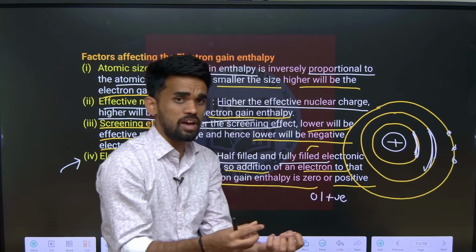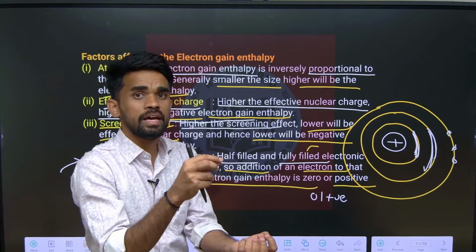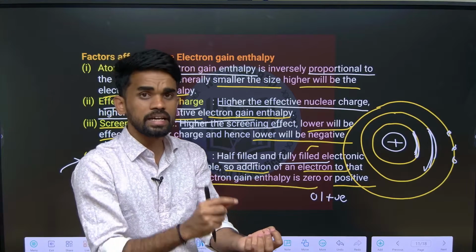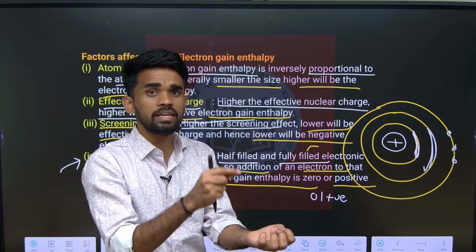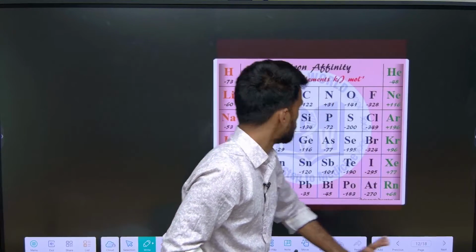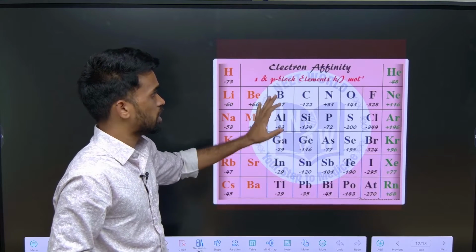If a species has more tendency to gain an electron, the electron gain enthalpy will be negative only. If it is positive or 0, what is it indicating? It has less tendency to gain the electron. So this should be clear. You should not be confused. Okay, so these are the electron affinity values we have provided here.